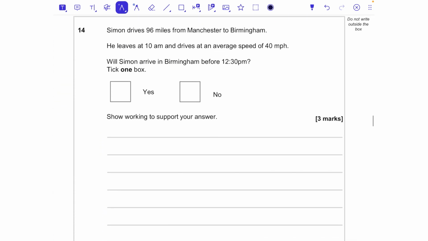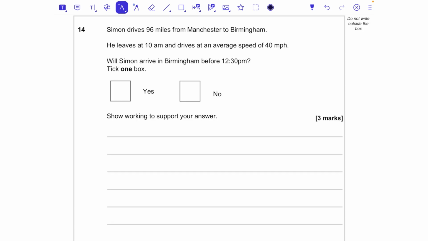Question number 14. Simon drives 96 miles from Manchester to Birmingham. He leaves at 10 a.m. and drives at an average speed of 40 miles per hour. Will Simon arrive in Birmingham before 12:30 p.m? Tick 1 box. Show working to support your answer.